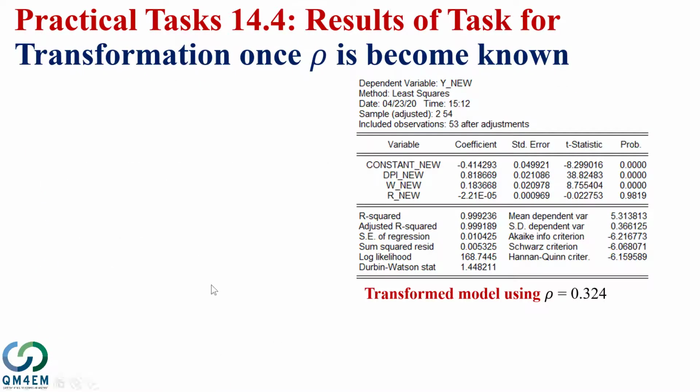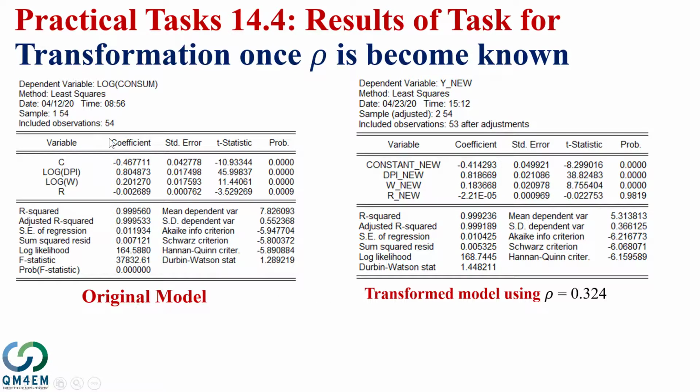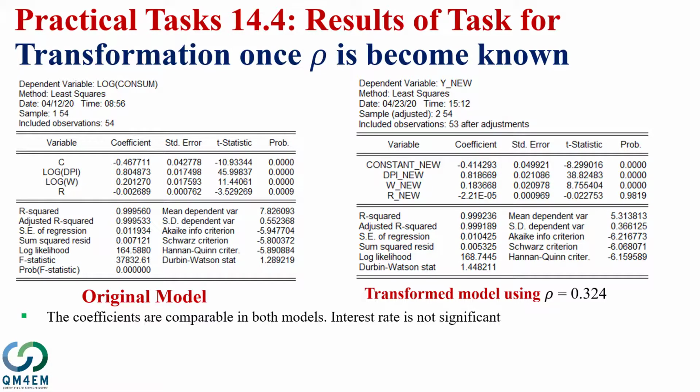So this was the output which we obtained. Here this is the transformed model using rho is equal to 0.324, and this was the original model when log of consumption was regressed on the log of dpi, w, and r. So you can compare the two models. You can see a number of things in it. The coefficients are comparable in both models. If you look at the log of dpi and the log of dpi new, it's almost 0.80, both comparable. Similarly, the w variable coefficients are also comparable. It's not that big a difference in the two.